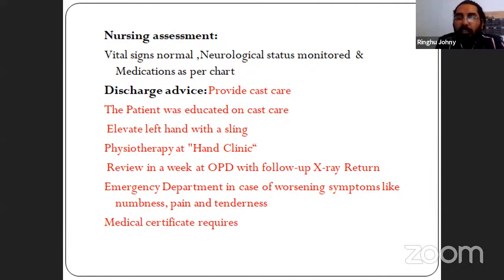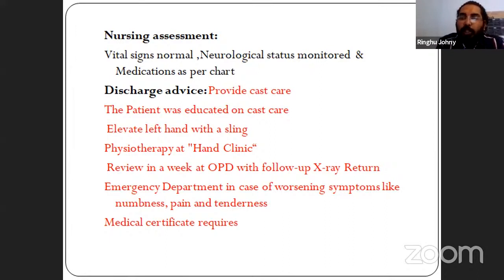Next, so points 1, 2, 3, 4 are finished. What's next? Review. So how do we write about the review? We can write in different ways. He has a review in a week at OPD with a follow-up X-ray, as written there, but it's better to change. So how do we write?